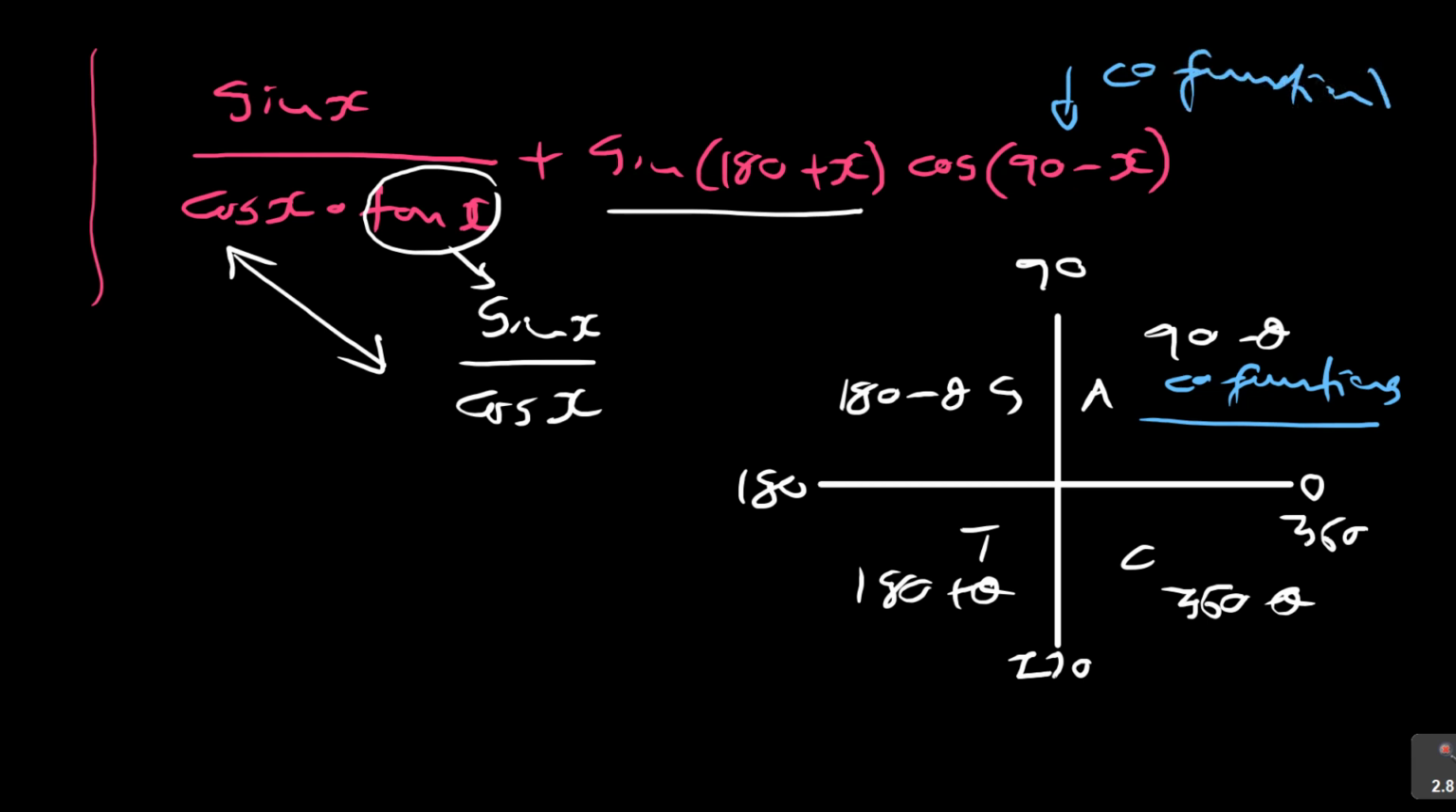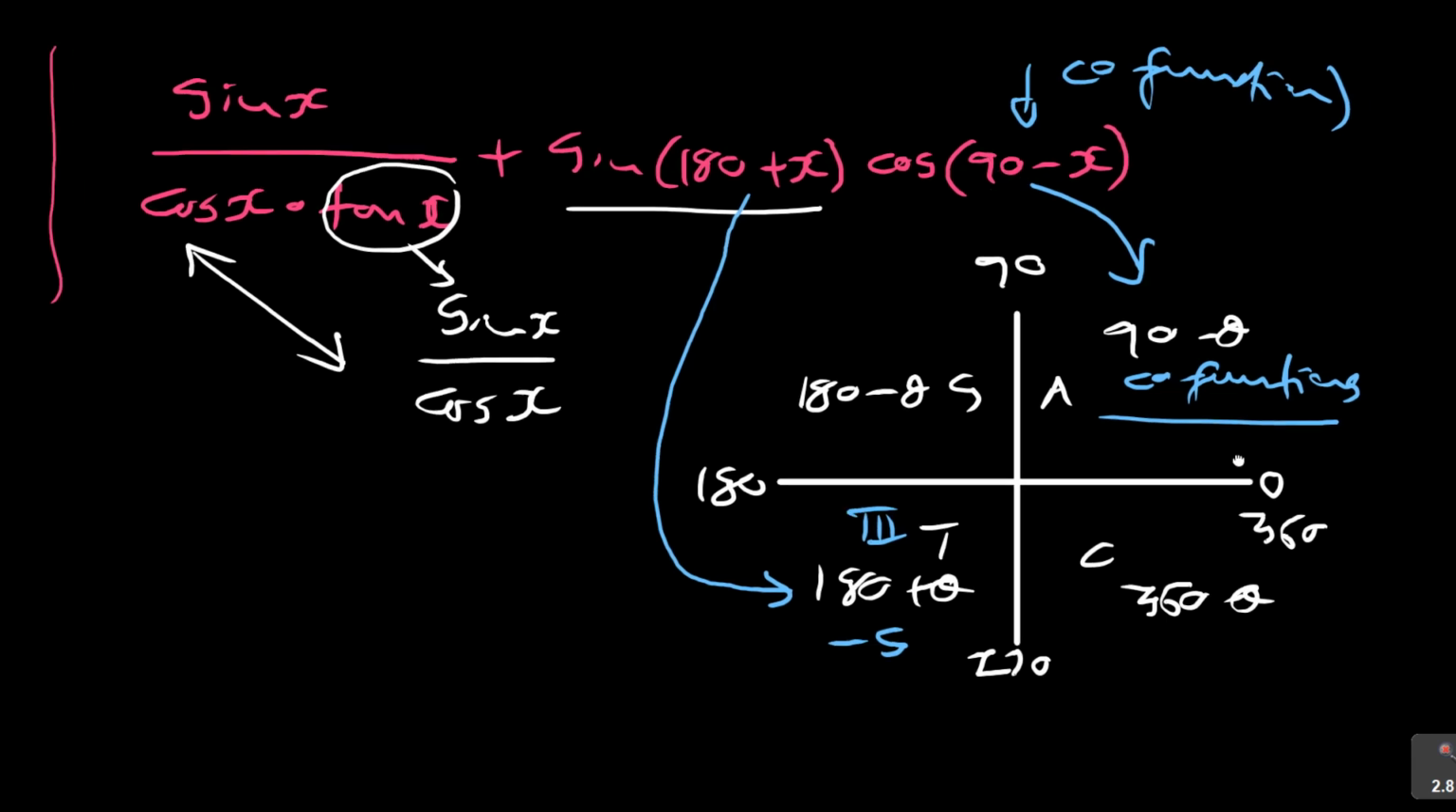We must be very, very sensitive with them. And then you must know what cofunctions are. Now look at this. 180 plus theta, we are here, in quadrant number 3, and the sign is negative. So we can simplify this thing in here.